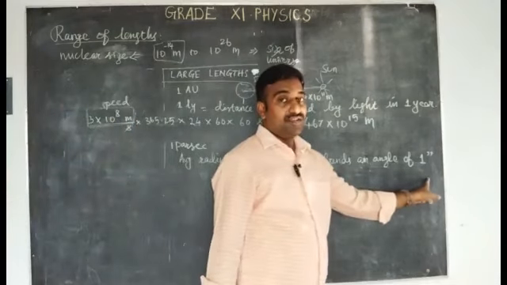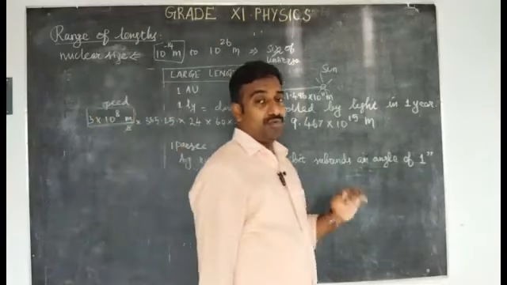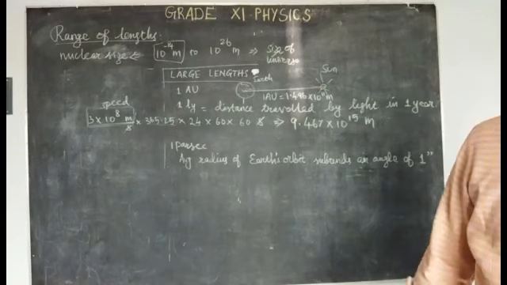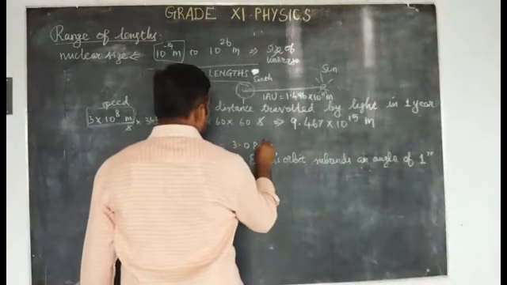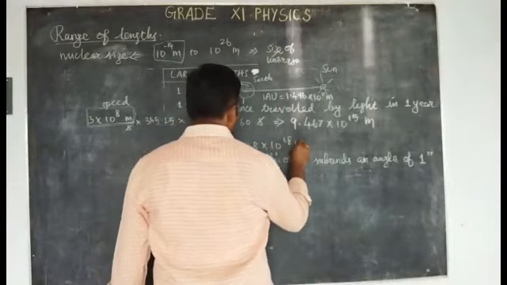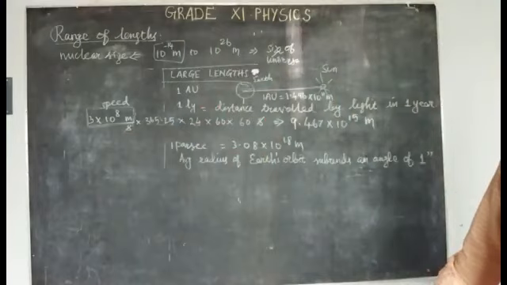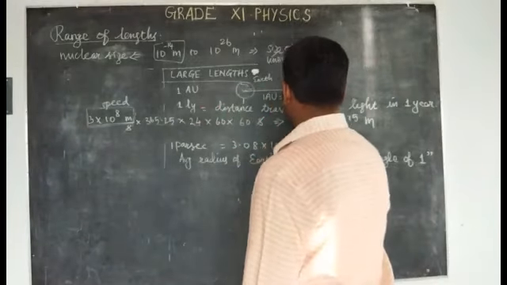1 arc second. And this value is given as 3.08 into 10 to the power 18 meter. So the standard value is given already. It is 3.08 into 10 to the power 16 meter, not 18, it is 16.